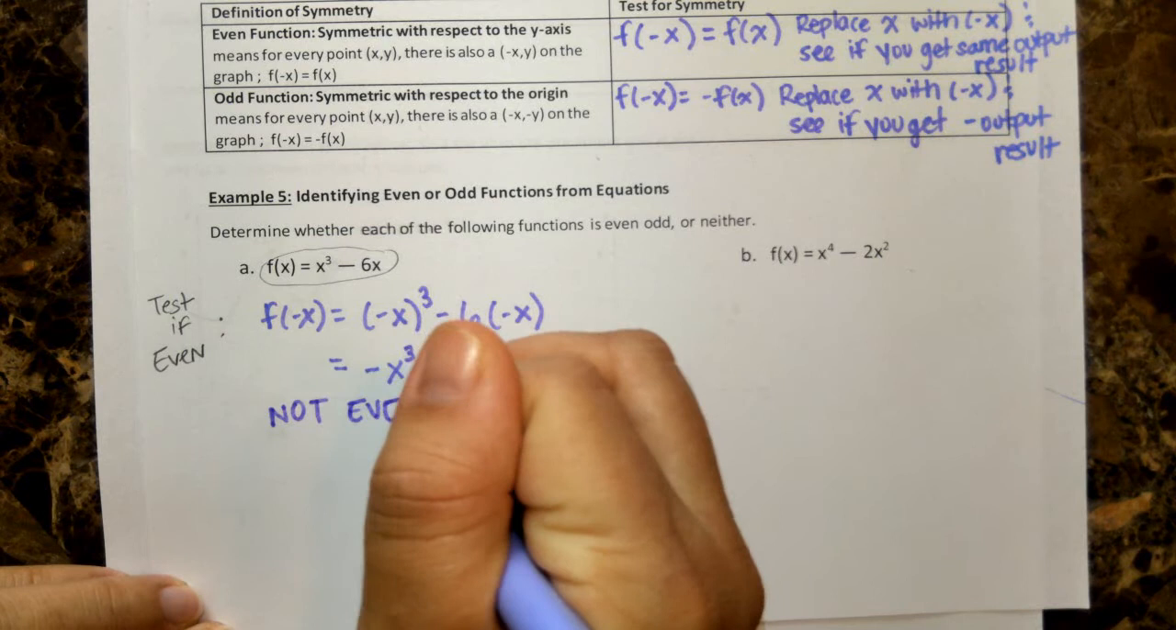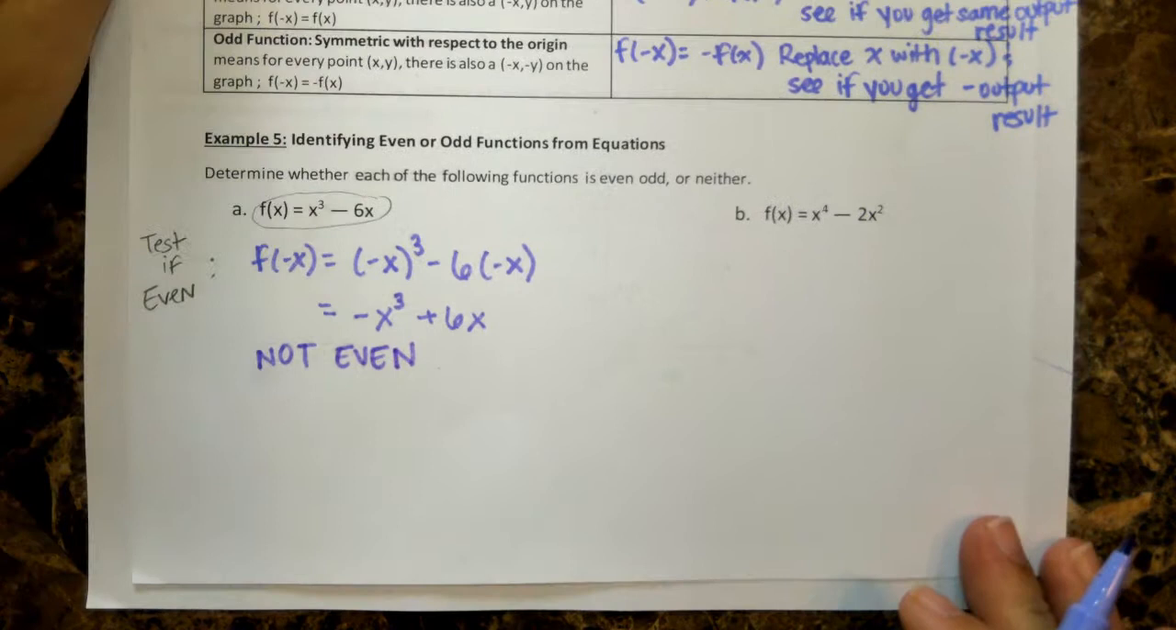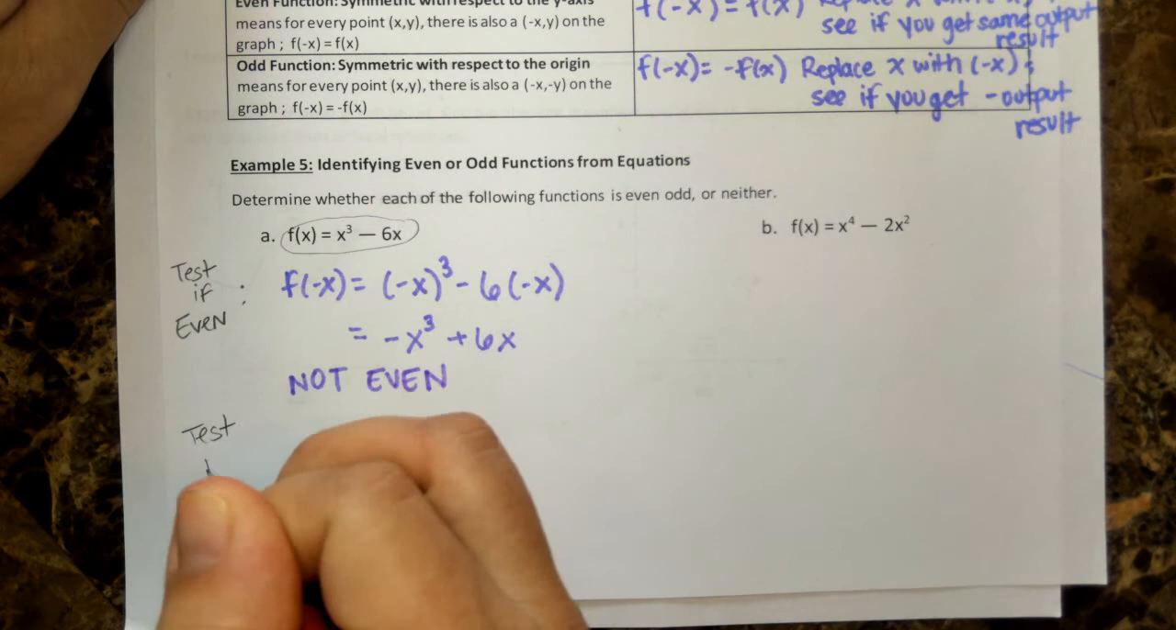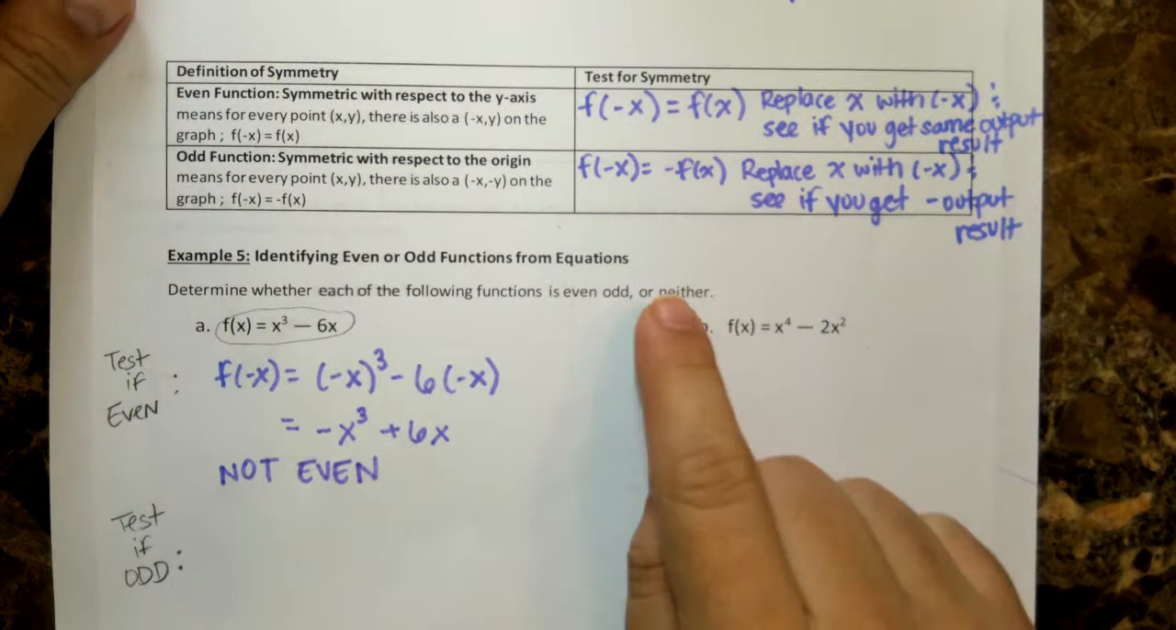Okay. Now we've only tested if the function is even, which it was not. We would have to do a separate test to tell if the function is odd. Alright, let's see if this function is odd.